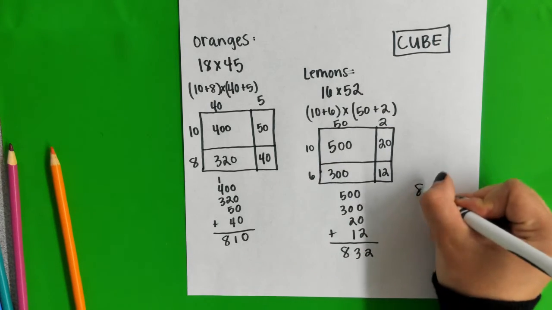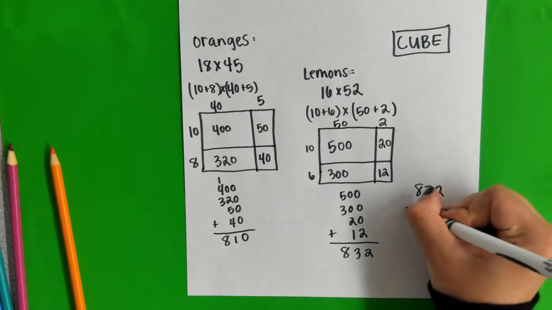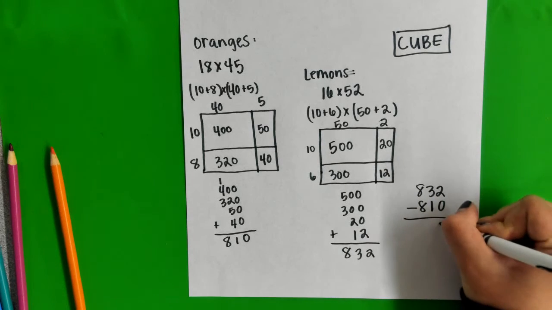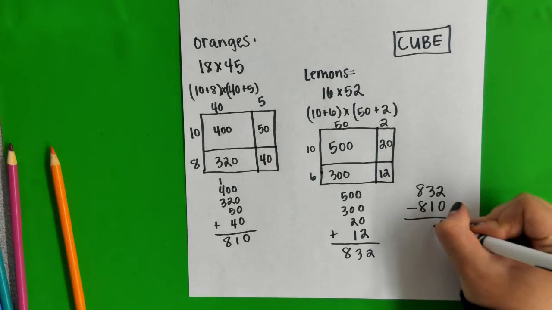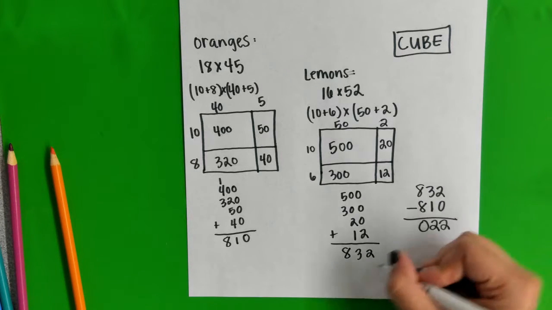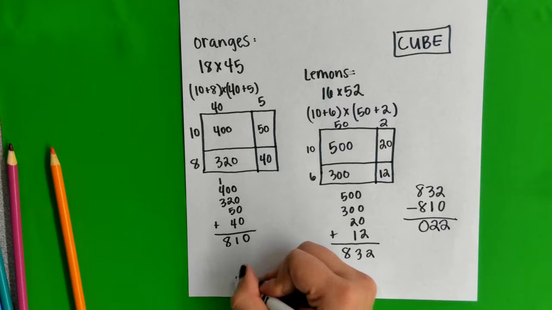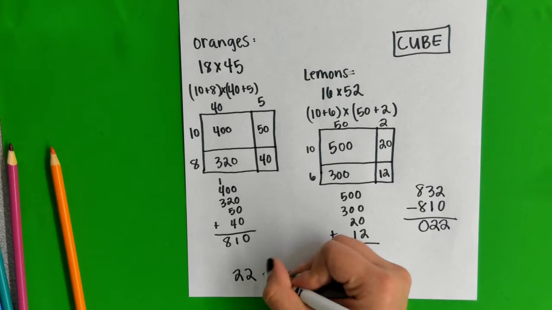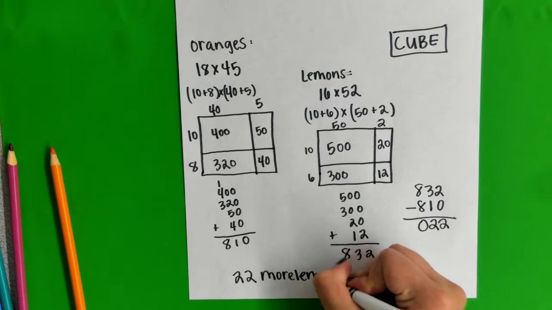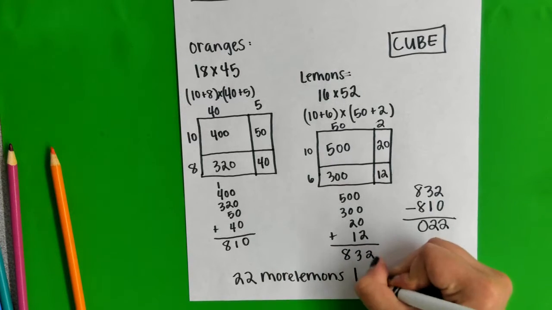So over here I can do 832 minus 810. 2 minus 0 is 2. 3 minus 1 is 2. And 8 minus 8 is 0. So she has 22 more lemons than oranges.